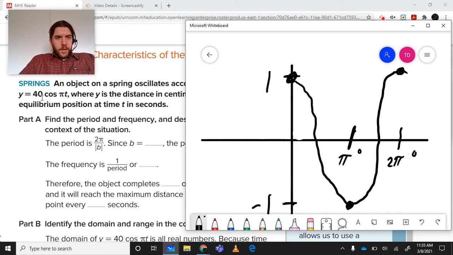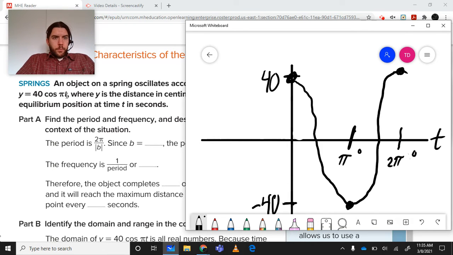Based off our amplitude here, we're not expecting it to have a maximum of 1. We're expecting a maximum of 40 and a minimum of negative 40. Now, last thing is cosine of pi t. If this was just cosine of t, we'd expect to reach a full cycle at 2 pi.